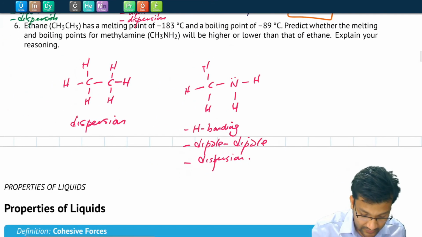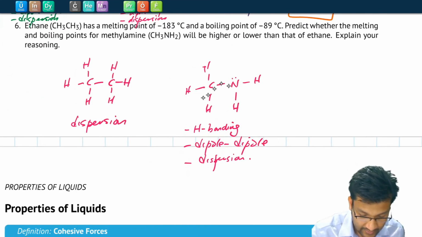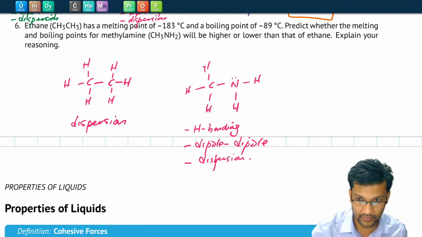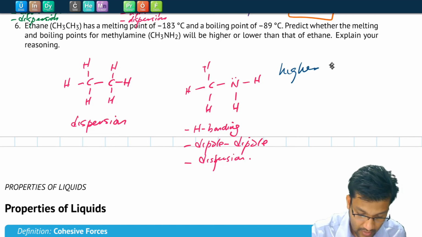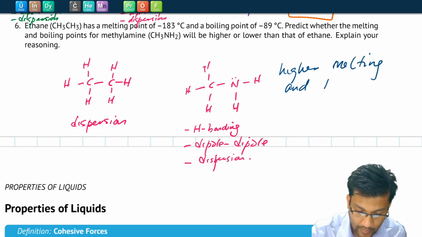So in intermolecular forces, in this guy, right, the one on the right is a lot greater than the one on the left, and so this should have higher melting and boiling points.